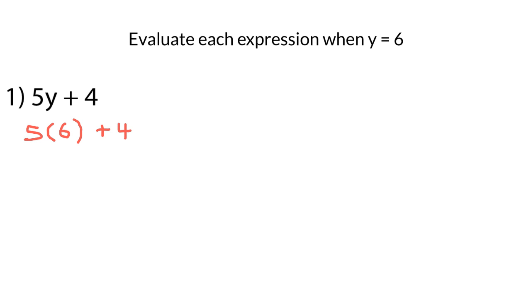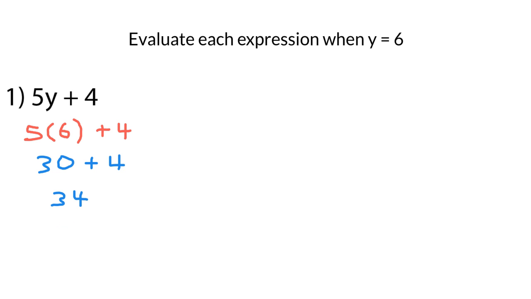Then if I do 5 times 6, I get 30. And I rewrite the rest of the question, plus 4. And if I do 30 plus 4, I get an answer of 34. So in this particular expression, 5y plus 4, when y is equal to 6, we get an answer of 34.